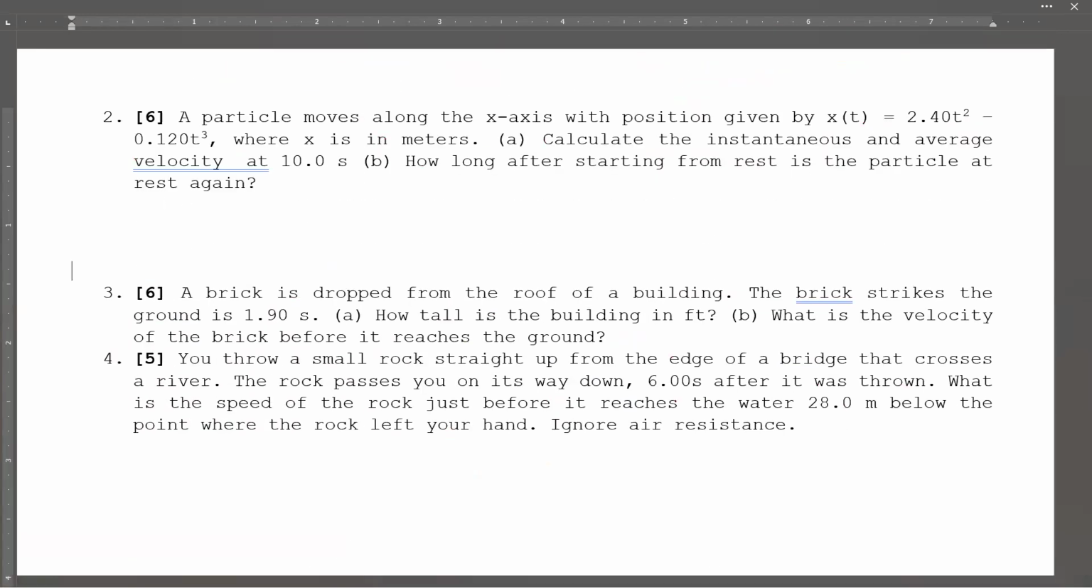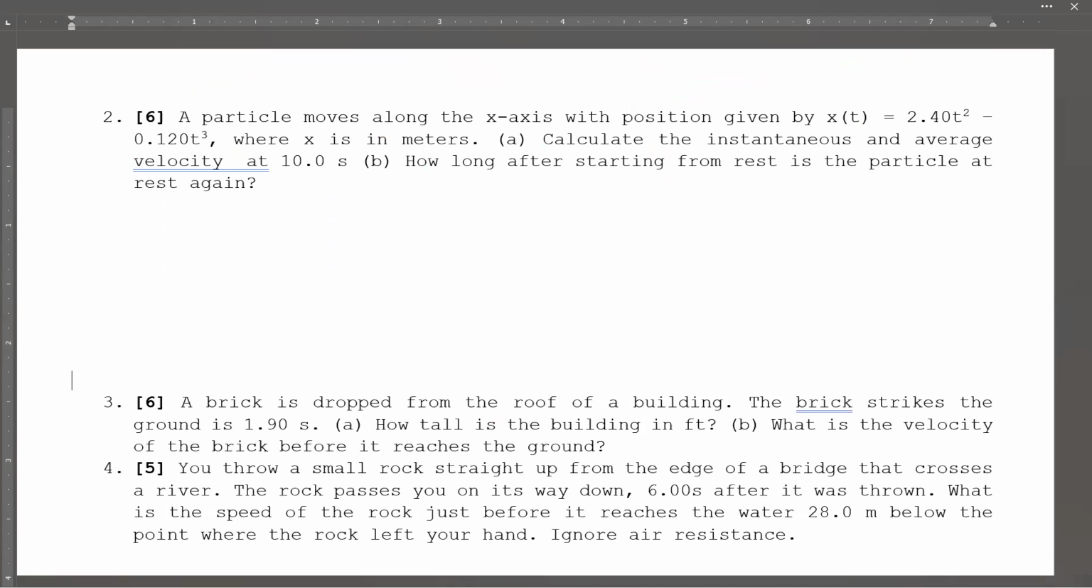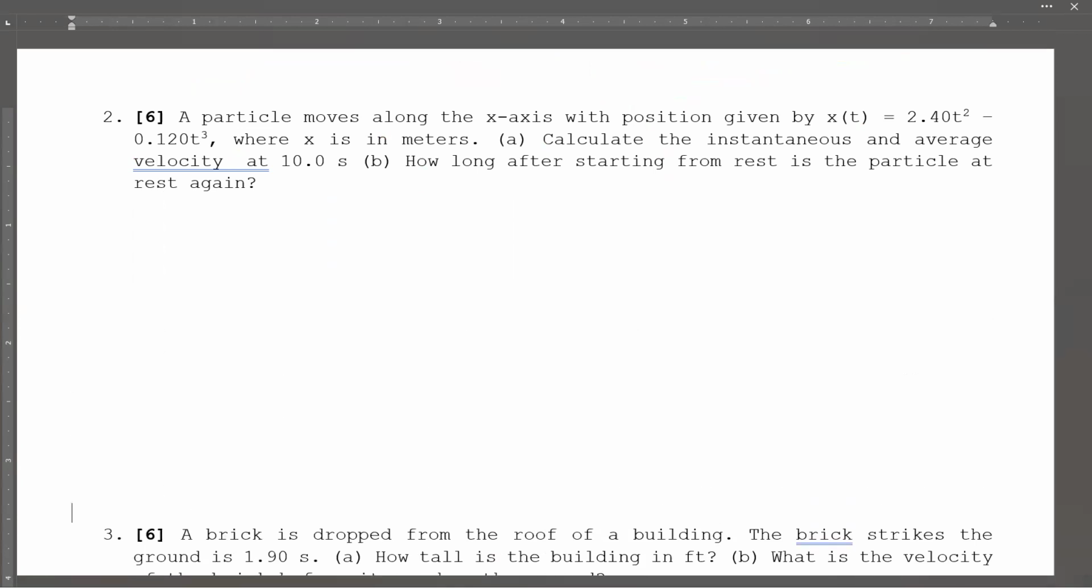Okay, let's go to number 2. So this one's very easy, pero marami pa rin nagkamali, no? So you have an equation x of t is equal to 2.40 t squared. Sorry, this is not the same as the other sets pala. 2.40 t squared minus 0.120 t cubed. And we want to calculate the instantaneous and average velocity at 10 seconds.